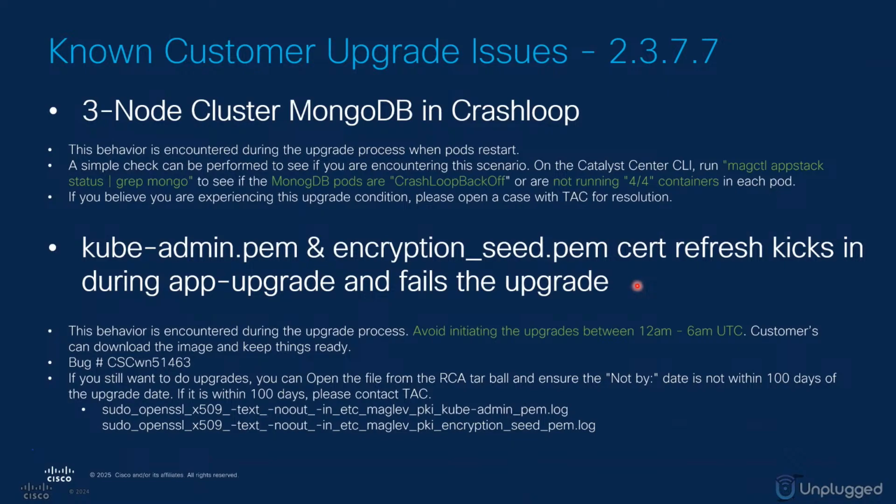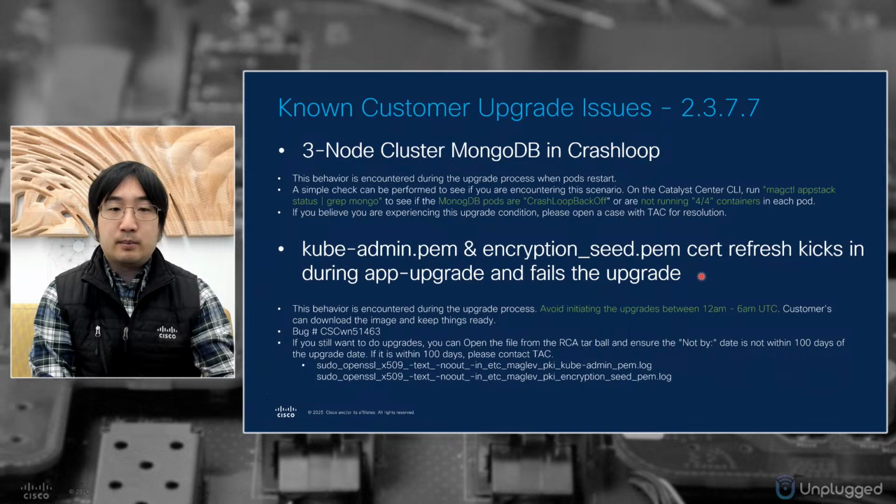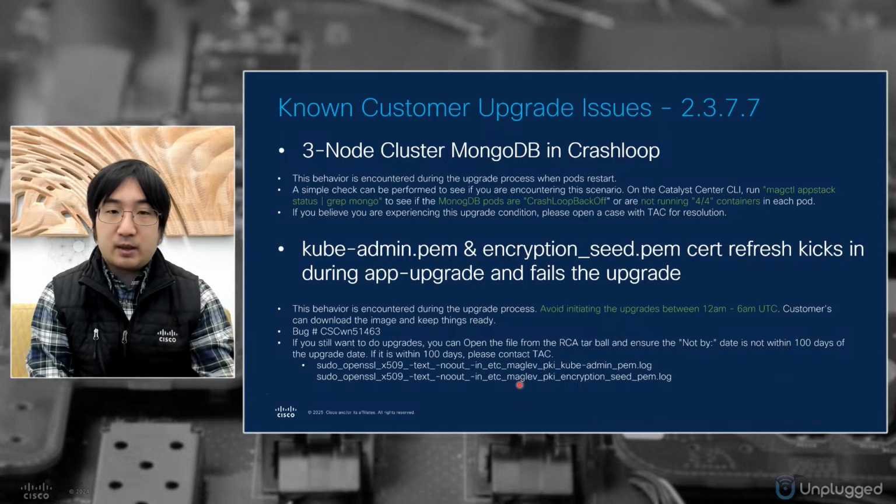The next one is with the certificate refresh. In our proactive approach in the upgrades to prevent certificates from refreshing immediately after and triggering all kinds of problems, as part of the upgrade, we will refresh it. Now, we've caught that sometimes, if it's within 100 days, there is a situation where the upgrade will fail. So in order to preemptively check that for this specific release, we have two commands and two files at the bottom that you can find if you run a sudo RCA.